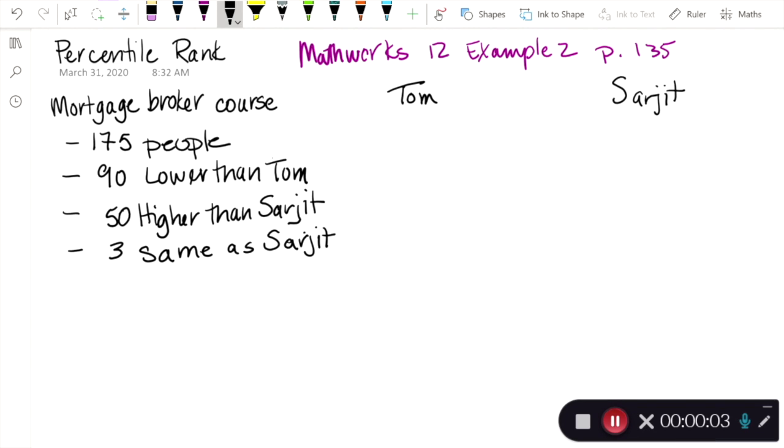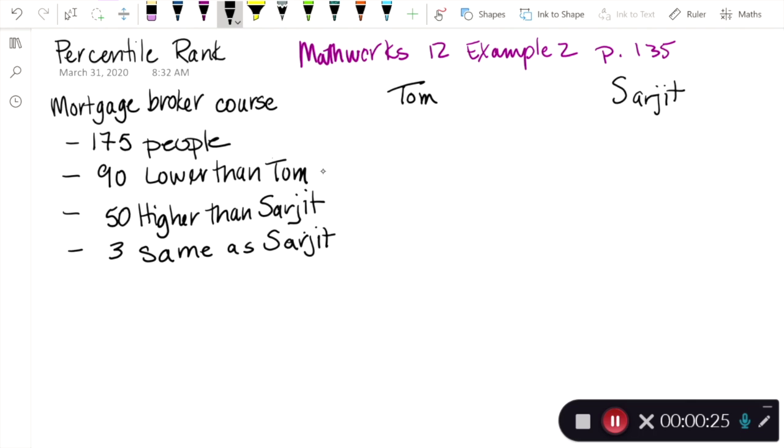We're still working on percentile rank. Here's the second example that you're given in your MathWorks 12 workbook. I'll just take you through it here. We've got a couple of guys who were on a mortgage broker course. There were 175 people in the course.